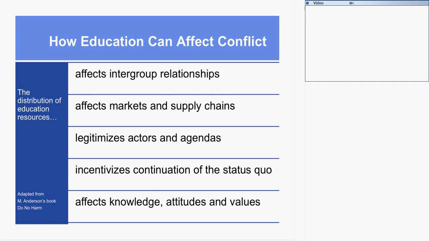Did you consider the way that education legitimizes actors and agendas by the way the curriculum is designed? And it can also incentivize continuation of the status quo by reflecting the social structures that exist. And the way that education affects knowledge, attitudes, and values. Through each of these, give an example of the way education can contribute to conflict.